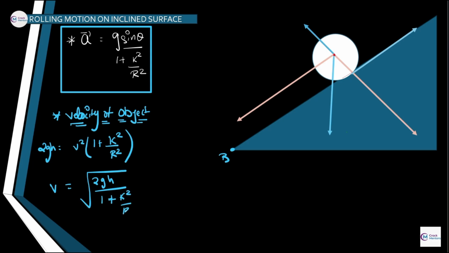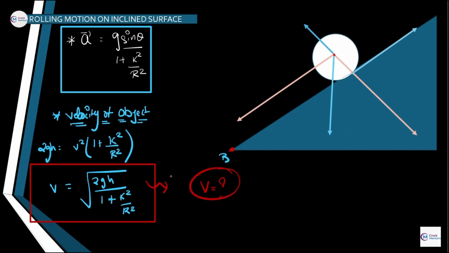I am making a box around it. It is a very important formula as well. The above formula for the acceleration and the below formula for the velocity are both important, and the velocity formula consists of the general height, small h. And here we have the moment of inertia value as well.